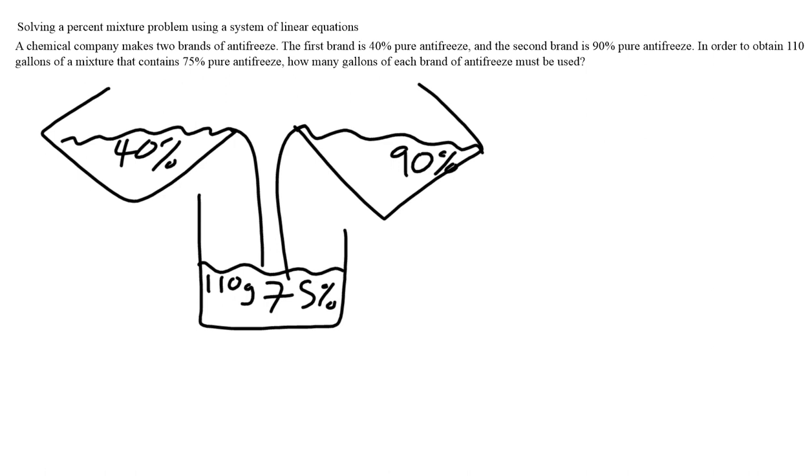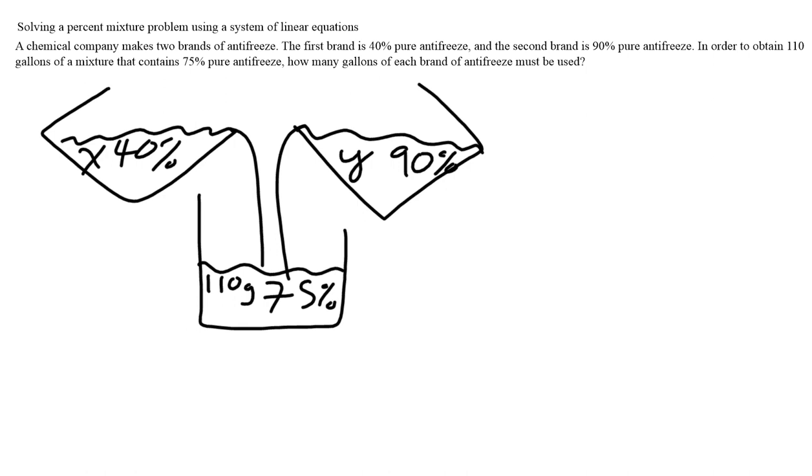Now what we don't know is how many gallons there are of the 40% or 90%, and that's actually what we're looking for. So I'm going to say the 40% is X, and the 90% is Y. So I have X gallons of 40% pure antifreeze, Y gallons of 90% pure antifreeze, and I'm going to mix them together to get 110 gallons of 75% pure antifreeze. And we need to solve for X and Y. How many gallons of the 40% and 90% do we have?